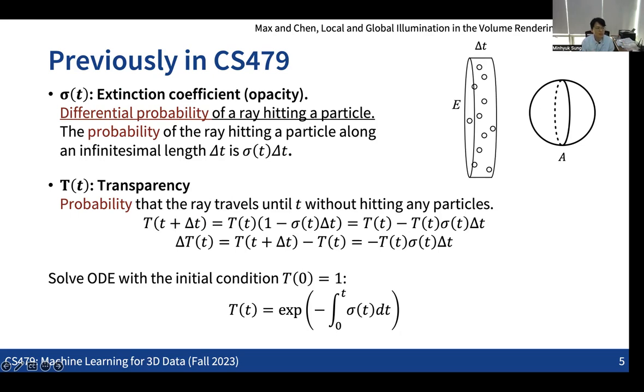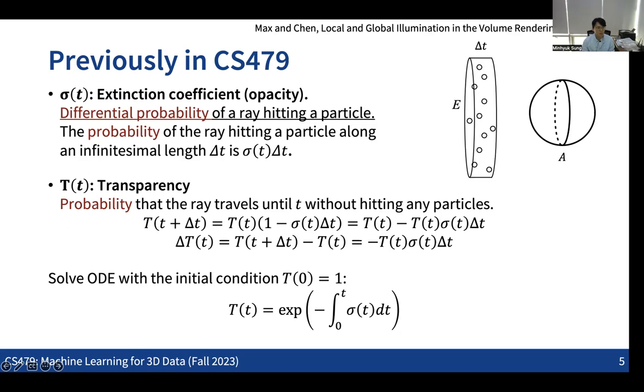But actually, this is precisely a differential probability, which means that the final probability is calculated by multiplying by delta t, the infinitesimal length of each interval between samples. So if you multiply the opacity value by the infinitesimal length of the interval, that becomes the final probability of how likely the ray will stop, that is, hit a particle at that point.